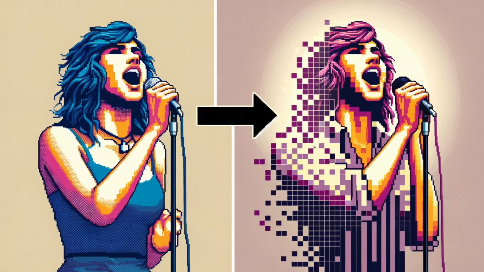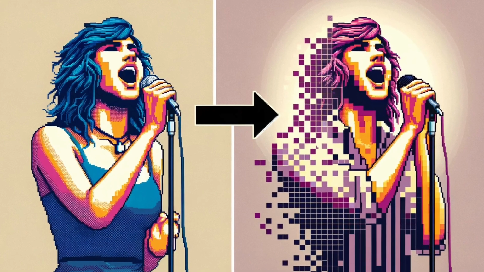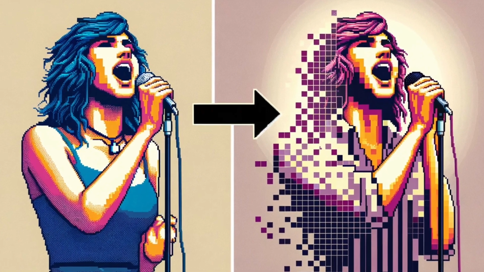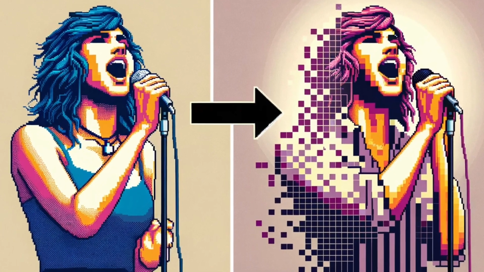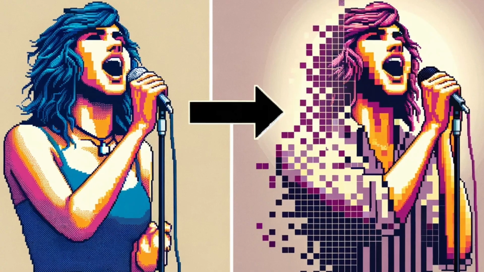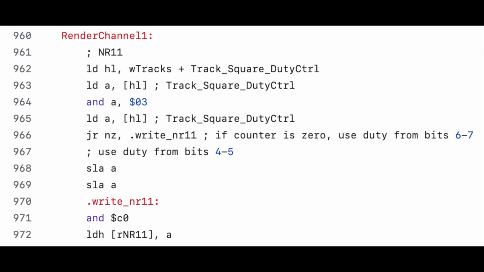Part 5. Rendering the track state to sound hardware registers. Rendering the track state is the process of converting said state to values that are written to the sound hardware registers, according to the parameters and capabilities of the associated channel. Pulse channels. Duty cycle. The duty cycle bits are derived from the track square duty CTRL field that comes from the current instrument's definition. Volume.